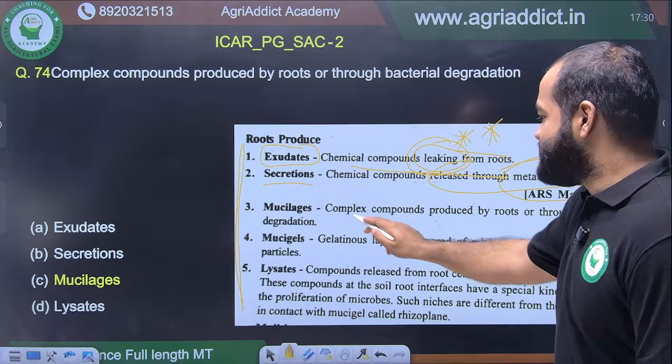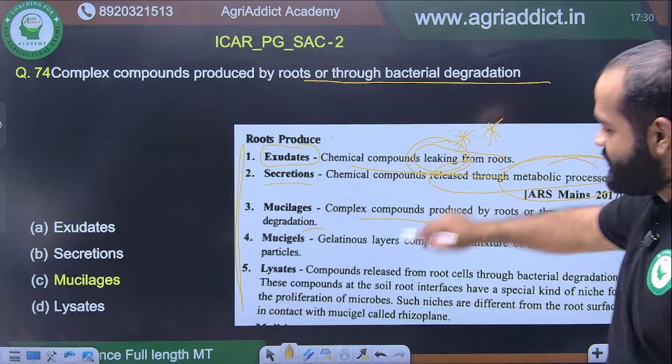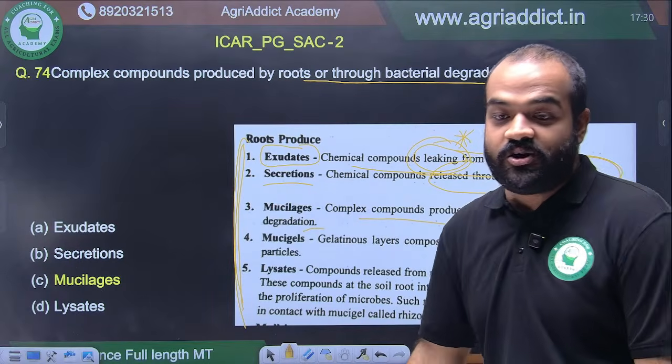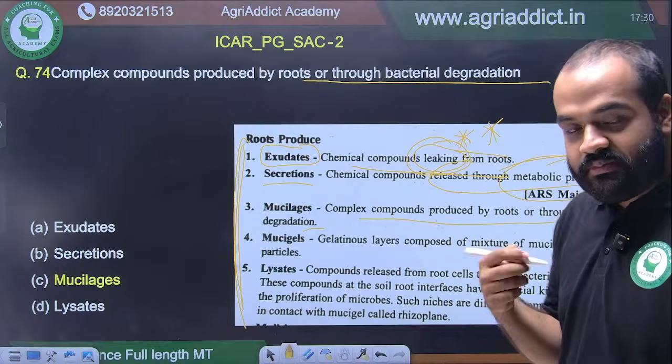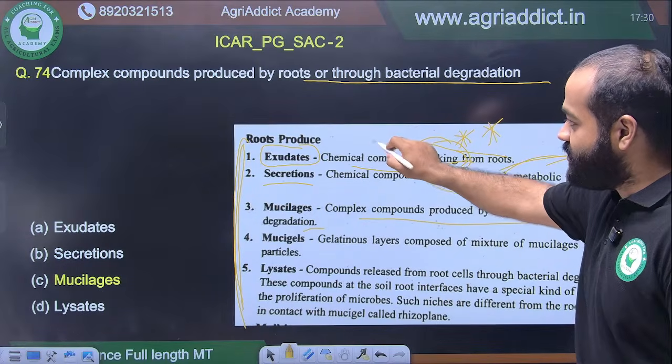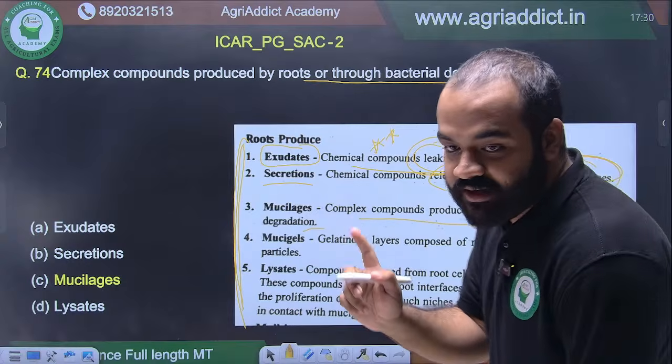Then mucilage is complex compounds produced by roots or through bacterial degradation. All right. So all these definitions you should be very thorough. जाके इसको पढ़ लेना and memorize this. Maybe write it somewhere and memorize this बहुत अच्छे से. This is very important. I have seen many questions in PYQs. At least 2-3 you can expect. है ना?